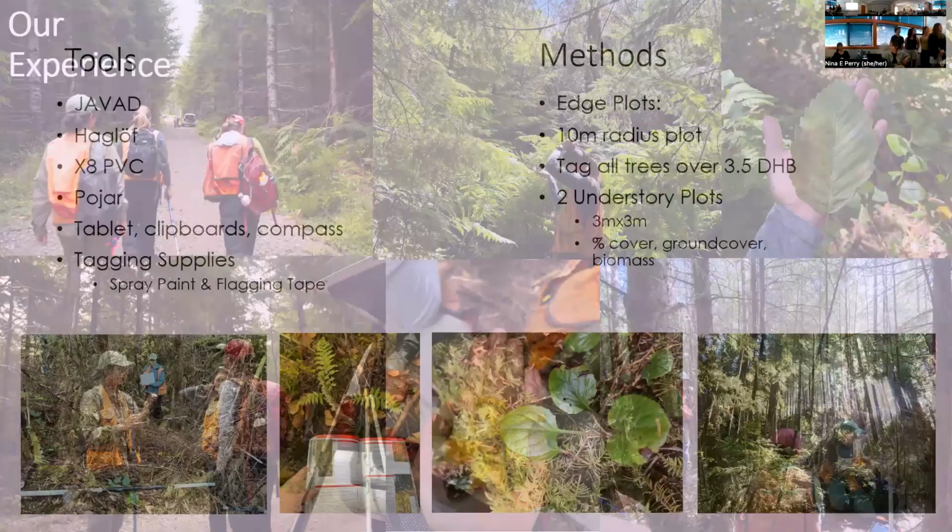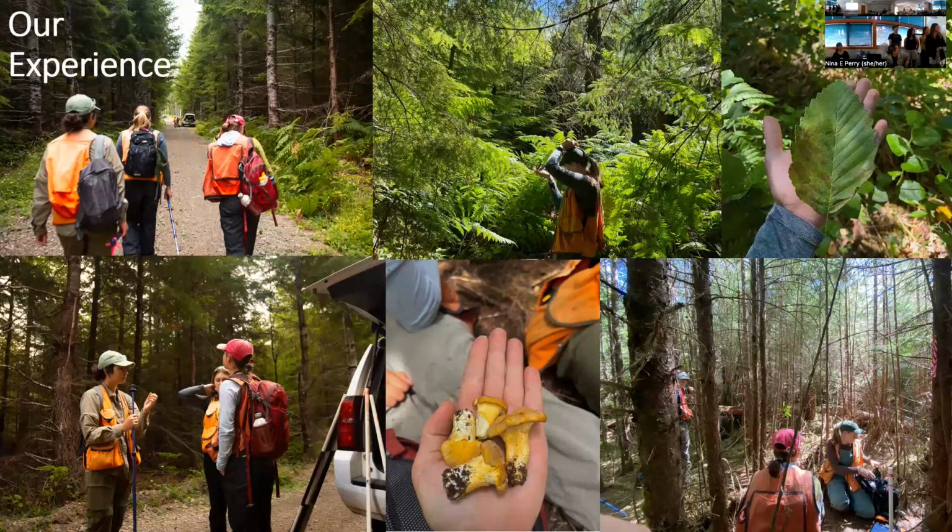And then these are just a few pictures from some of our experiences. It was very exciting. We found trail mushrooms. Actually, Ali found them, which I thought was very cool.